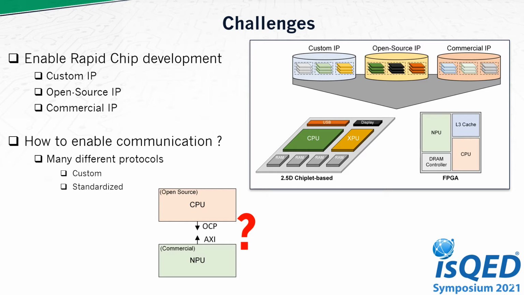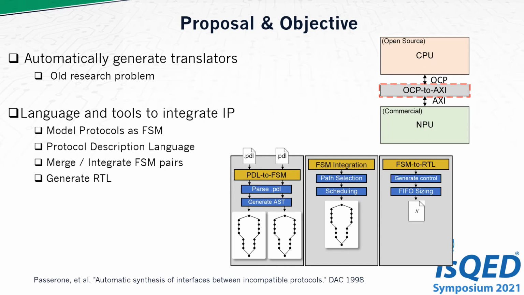Of course, we can create a bridge or redesign the IP, but doing so for all IP is counterproductive to our idealized framework. Furthermore, protocol standardization has been attempted many times in the past, but has yet to stick and limits design creativity. And so our objective is to automatically generate these translators using a tool flow and enable communication between any pair of IPs.